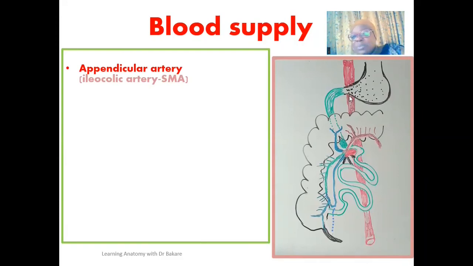So this is the abdominal aorta. This is the pipe here. So this is the abdominal aorta here, arrowed in black. So from the abdominal aorta, we have the emergence of the superior mesenteric artery, and this is arrowed in yellow.